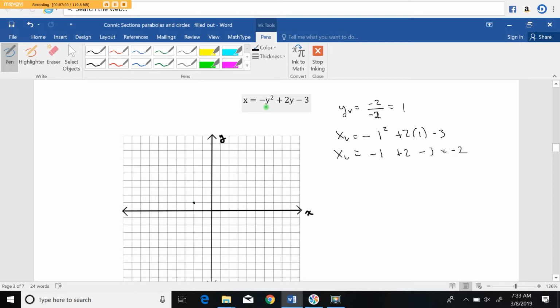Now we know that this thing's going to open to the left, so it's going to look something like this. It's also going to be symmetric about this line. There's our axis of symmetry, and that's y equals 1. Let's go ahead and get the x-intercept. We can get that easy enough by putting 0 in for y.